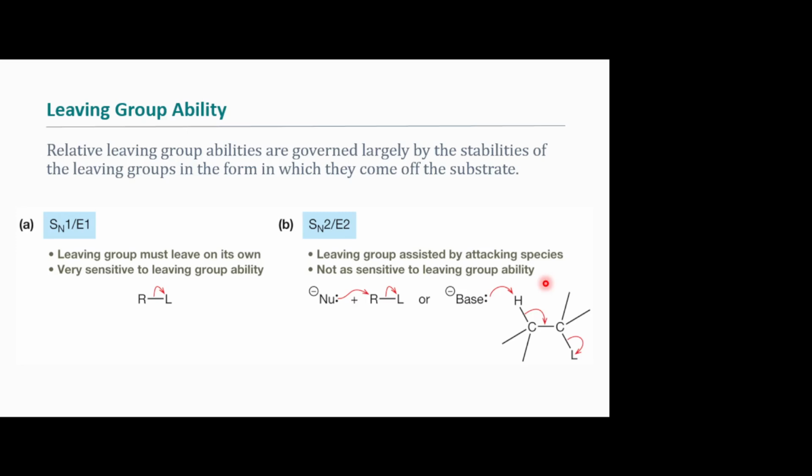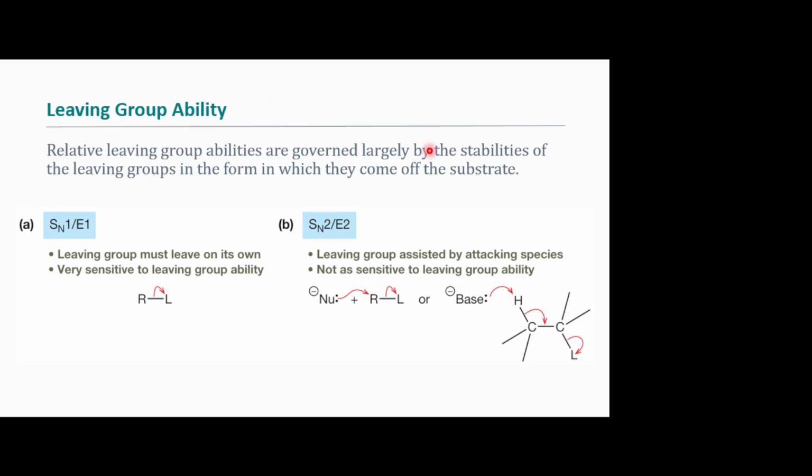So the relative leaving group abilities are going to be governed largely by the stabilities of your leaving groups in the form in which they come off the substrate. That's that same sort of rule we had talked about in Cardinal again. We're just looking at the stability of their product, right? Now, for an SN1 E1 reaction, remember your leaving group has to leave on its own. It's very sensitive to that leaving group ability, so the better your leaving group ability, the more likely it is an SN1 E1 reaction. The faster that reaction is going to go, and that's the only thing it depends on.